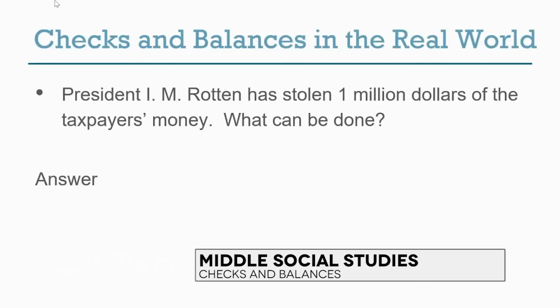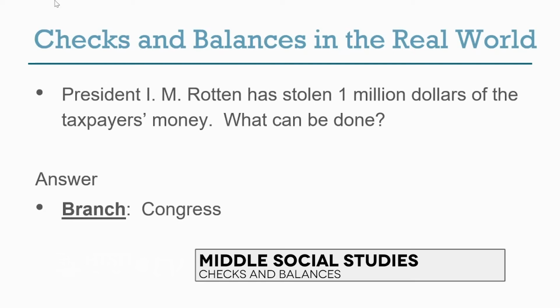So here's our first scenario. President I Am Rotten has stolen $1 million of taxpayers' money. What can be done? What branch will check this president? The executive branch. So let's take a look at this and see who's going to check the executive branch, this president, I Am Rotten. So the branch is going to be Congress, the legislative branch.